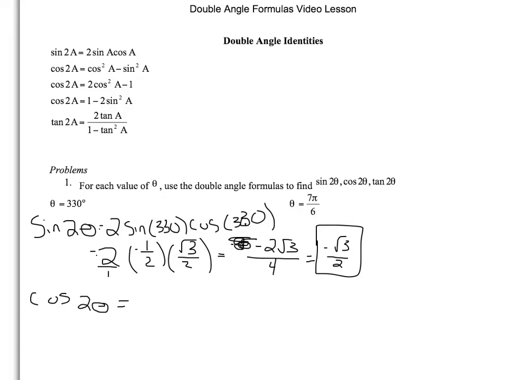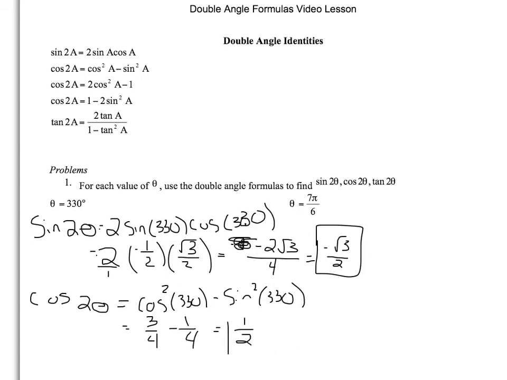Cos 2 theta. You pick any one. Let's just do the first one for practice. So it's going to be cos squared of 330 minus sine squared of 330. When you type them in your calculator, you type cos 330, close the parenthesis, and then hit the squared button. When you do that, you get 3/4 minus sine of 330, close parenthesis, squared is 1/4. 3/4 minus 1/4 is 1/2.